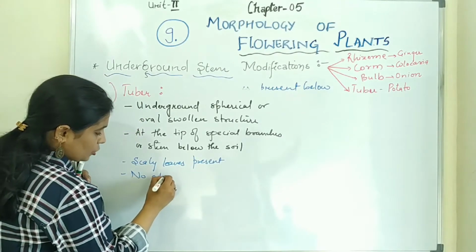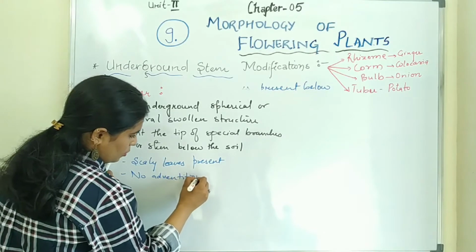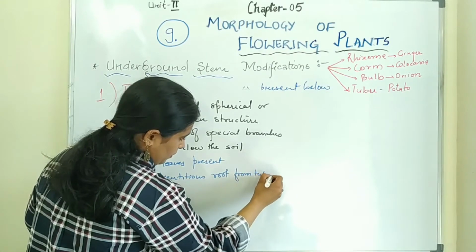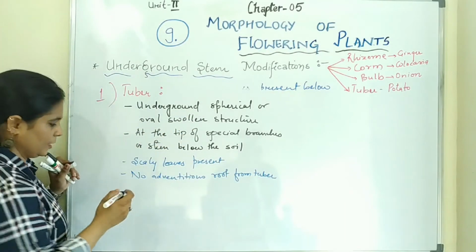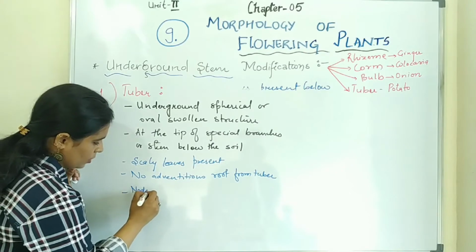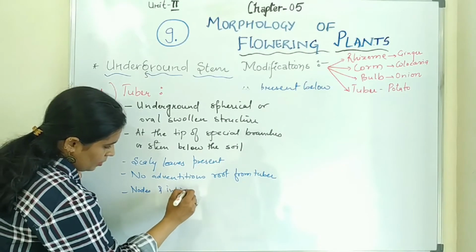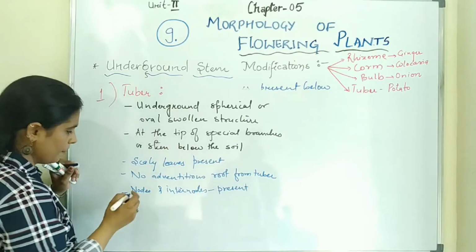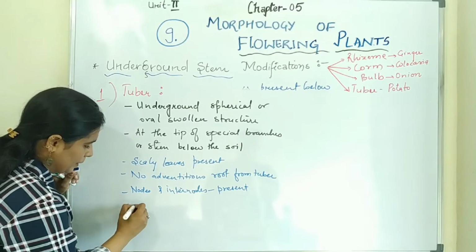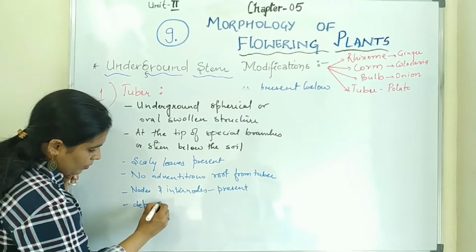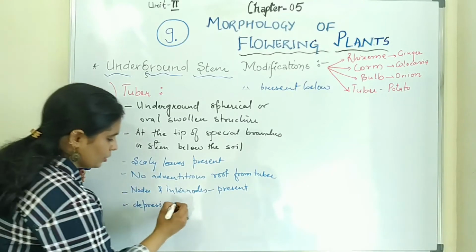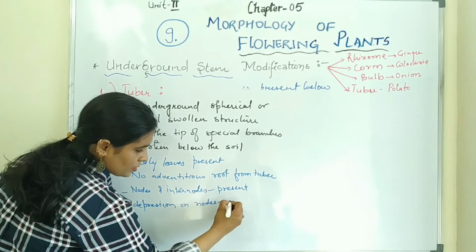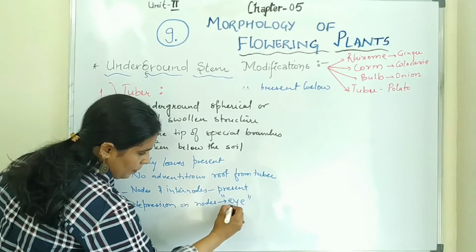No adventitious roots from tuber. You will see nodes and internodes, and a depression. You will see a depression on nodes which represents the eye. Fine, this is very important.